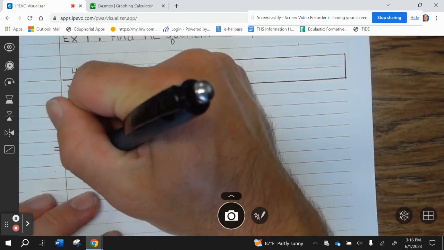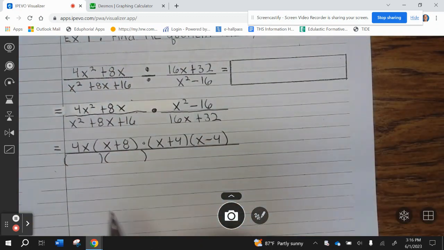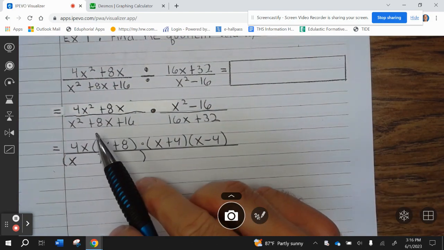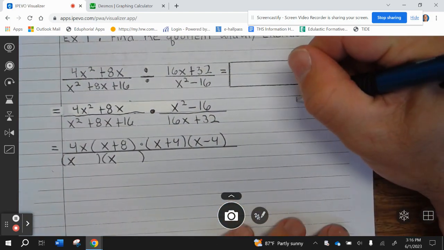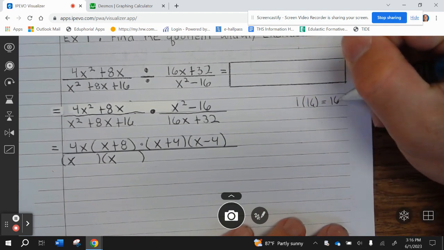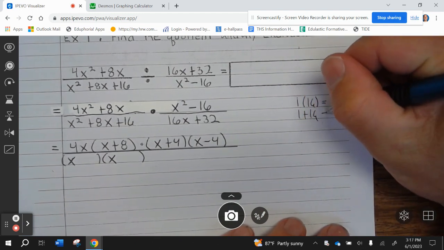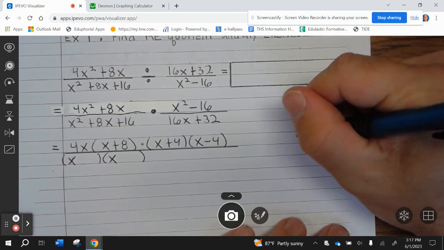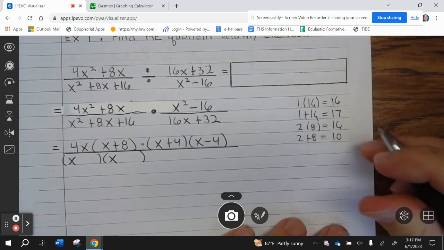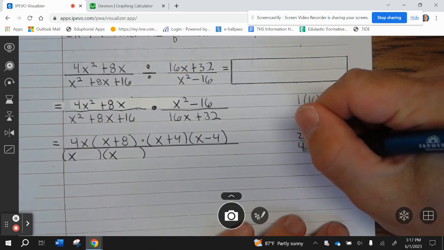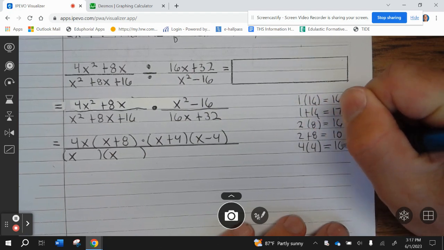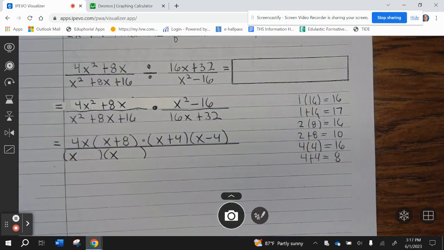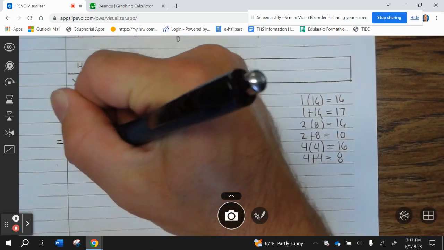Two parentheses, x and x makes x squared. Now we need to figure out what numbers multiply to give you 16 and combine to be 8. So 1 times 16 is 16. 1 plus 16 is 17. That doesn't work. 2 times 8 is 16. 2 plus 8 is 10. 3 doesn't go into 16. 4 times 4 is 16. 4 plus 4 equals 8. So we have our 16 and 8, so that's x plus 4, x plus 4.